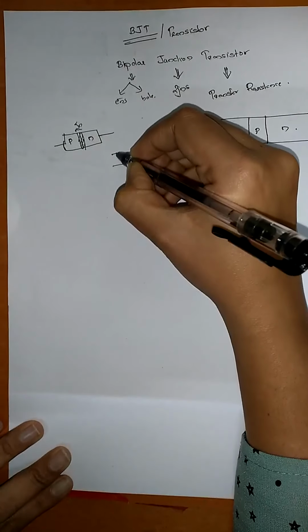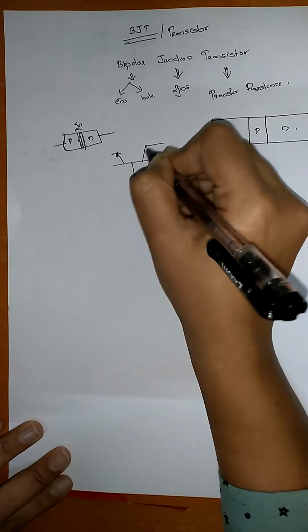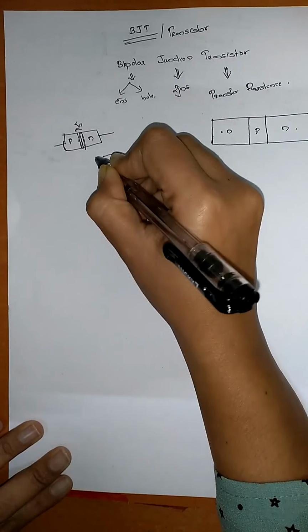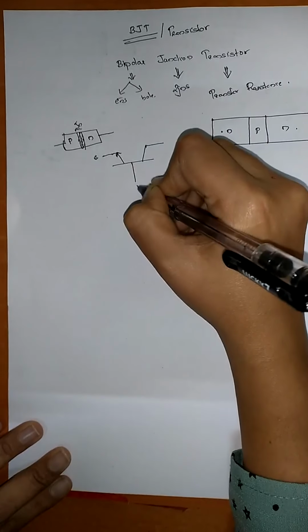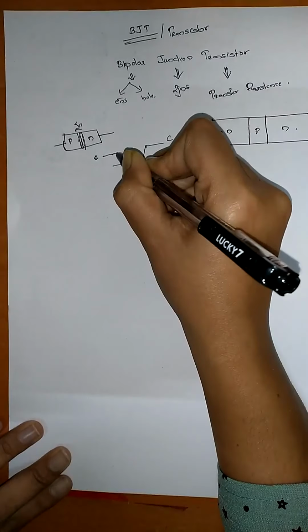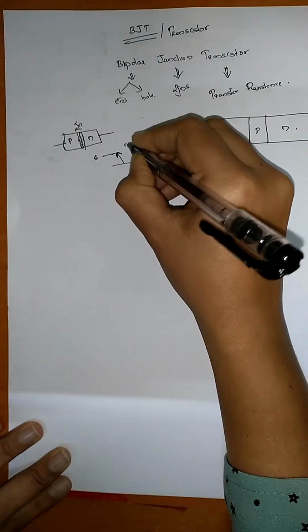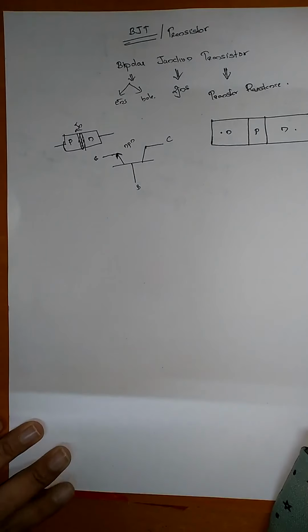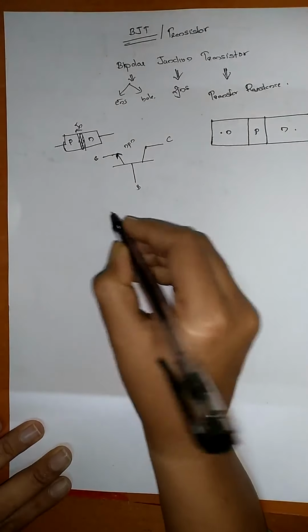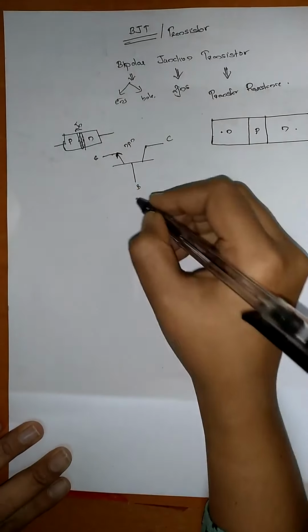Okay, so here it is like this. If the symbol is like this, this is the emitter terminal, this is the base terminal and this is the collector terminal. If the arrow is facing outward, then it is an NPN transistor. And what will be the symbol for a PNP transistor? The arrow will be inward.